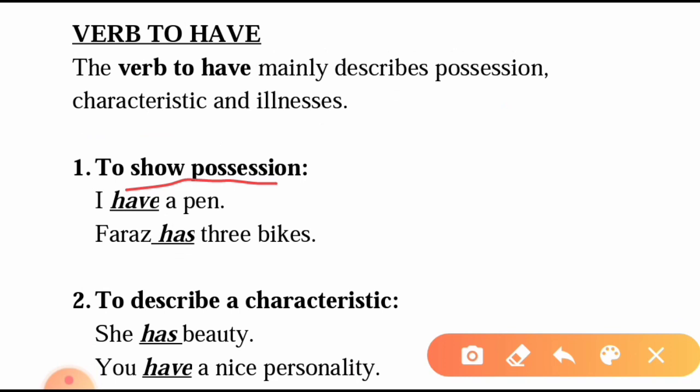You can see I have a pen. So pen, it is showing the possession of the subject, which is I here. So now what we did here, we use verb to have, which is have. Another example, you can see Faraz has 3 bikes. So now you are showing the possession of Faraz by using verb to have, which is has in this sentence. So when you are showing the possession, you will have to use verb to have.